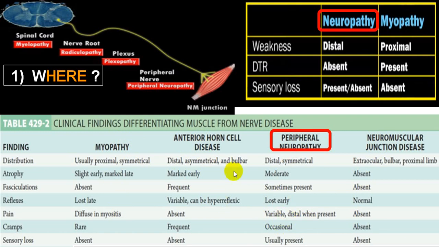As far as sensory loss is concerned, in anterior horn cell it will be absent, in myopathy absent, in neuromuscular junction absent, but in peripheral neuropathy, particularly if it is a mixed nerve or pure sensory, it will be present. And CPK will be elevated in myopathy. In neuromuscular junction it will be normal. Peripheral neuropathy, it will be normal. Anterior horn cell, it will be normal. But in anterior horn cell, when you get severe atrophy and wasting, you might have a slight elevation of CPK. This is a major difference.